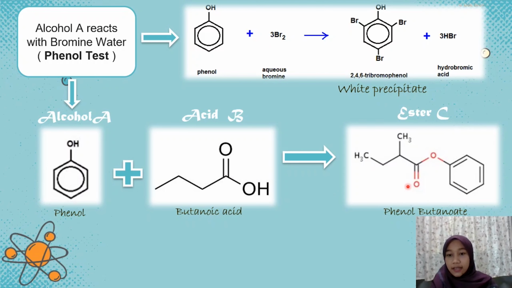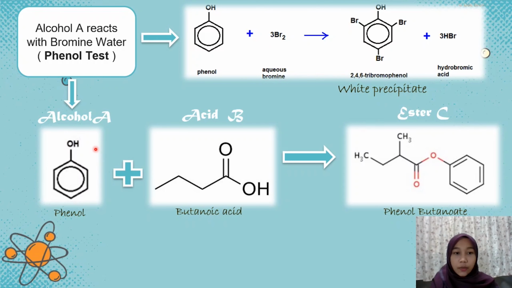So how can we get this compound, phenyl butanoate? In the alcohol, we cut the bond of H between O and H, and in butanoic acid, we cut the bond here, and we combine these two and produce phenyl butanoate.